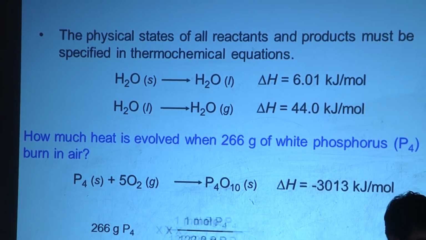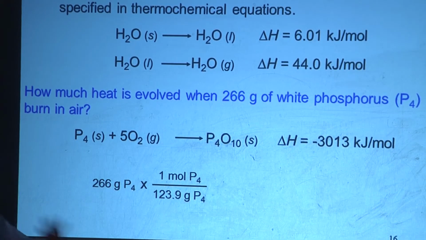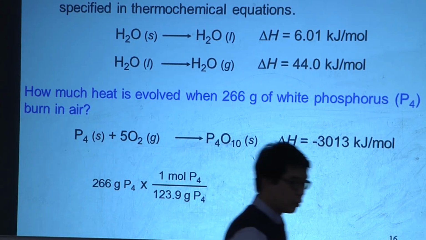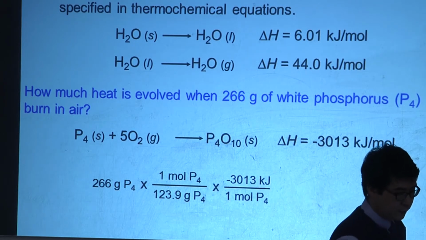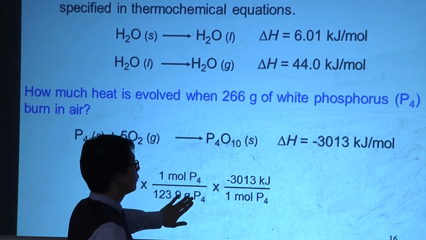So the molar mass of P4 is 123.9. I'm not going to calculate that because we know how to do that. And we do grams divided by grams per mole gives me moles, and that's going to give me moles of P4, right? This is going to cancel with this.